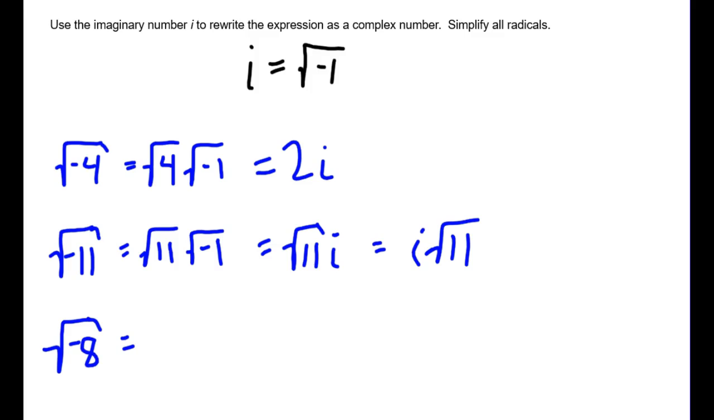One more example of this, we have the square root of -8, which we can rewrite as the square root of 8 times the square root of -1. We can simplify the square root of 8 because it has a factor that is a perfect square. So we write this as the square root of 4 times the square root of 2. We know the square root of -1 is i.